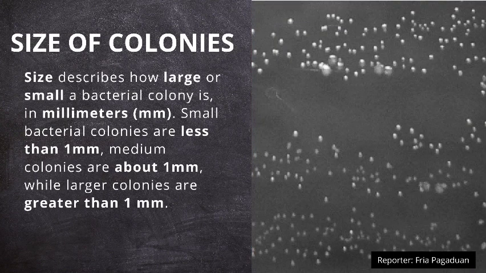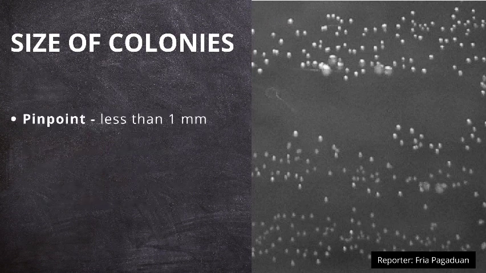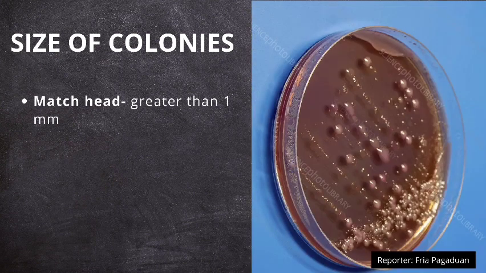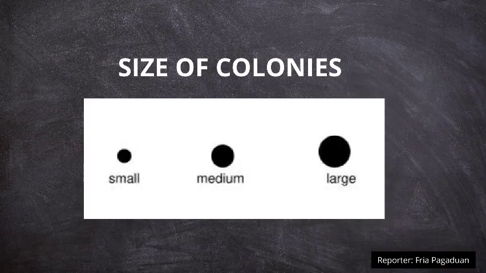Size describes how large or small a bacteria colony is in millimeters. For the size of colonies, we have three. First, we have the pinpoint or small. This colony is less than 1 mm. Second, we have pinhead or the medium. This colony is about 1 mm. And lastly, we have matchhead or the large that has greater than 1 mm size. So the last slide about size of colonies is for easier understanding and visualization of the colony sizes. Here we can see the differences of the size.